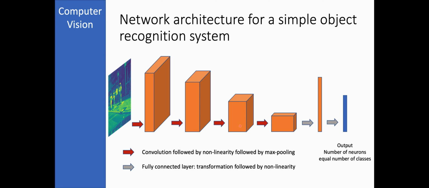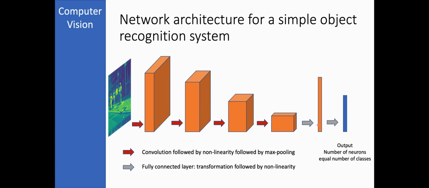So the network architecture for a simple object recognition system would then look like this. You have the image followed by convolution, followed by nonlinearity and then max pooling. The same thing happens again and again and again. And when the channel size is small enough, you simply vectorize it and then use a fully connected layer to basically achieve your final task outputs. For example, the class probabilities in the final layer.